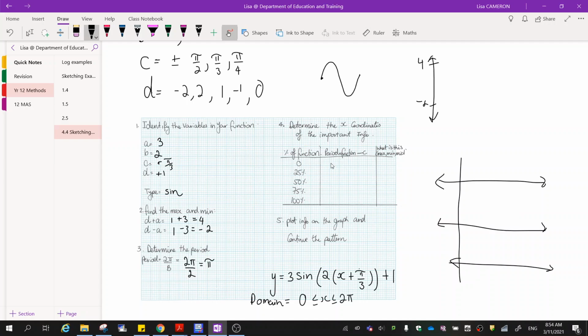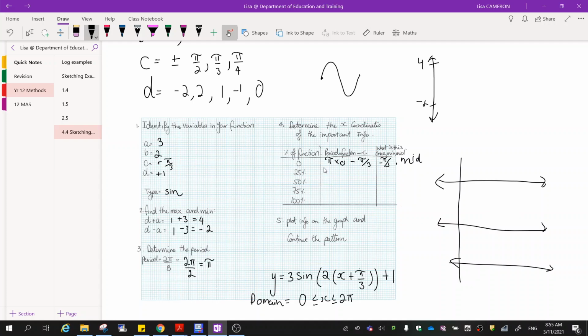So first thing I'm going to do is our period, pi, times the fraction, minus our c value. So over here, I've got positive pi on 3. Now, if that was negative, I would be minusing negative pi on 3, which would make that positive pi on 3. So currently for this part here, I've worked out that this function begins at minus pi on 3. And because that's a sine function, that's going to represent a mid.